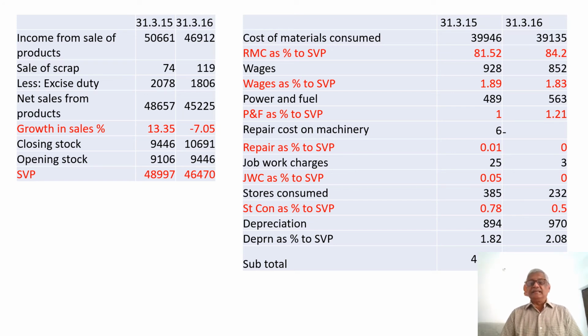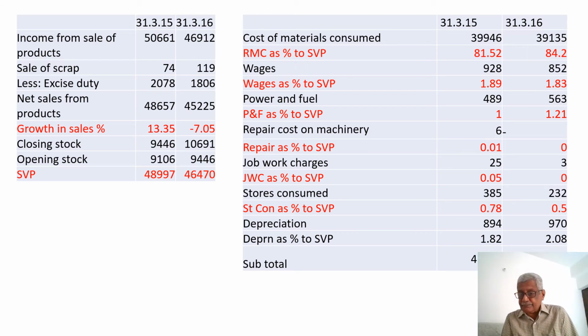And I am comparing each of the variable costs as a percentage to the sale value of production. Now look at the cost of materials consumed. 81.52% was the last year's expenditure, which had increased to 84.2%.